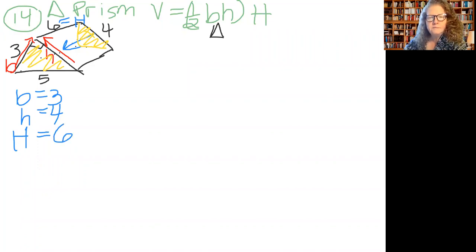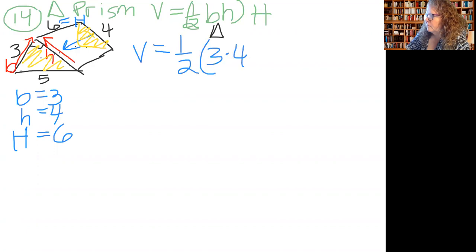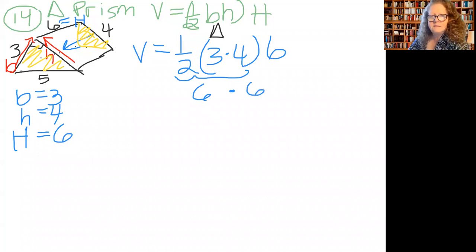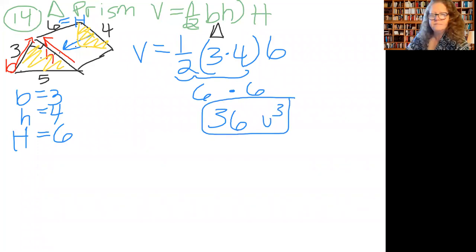Let's plug it in our formula. Plug it in and tell me what you get. This is kind of mental math. If you do your inside first and get 12, half of 12 is 6 times 6, or 36 units cubed, and you're done.